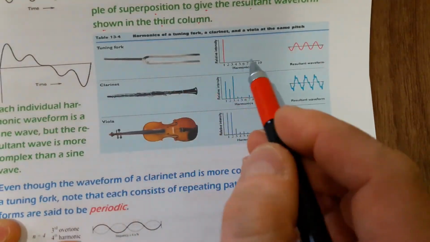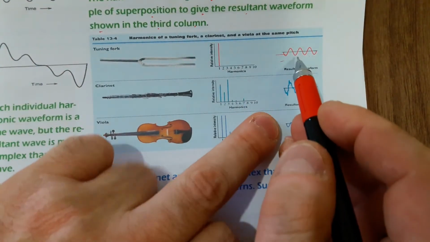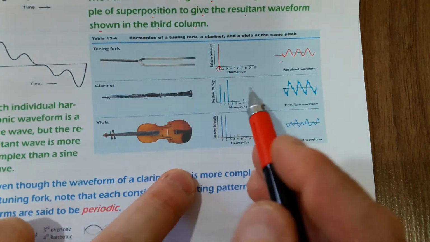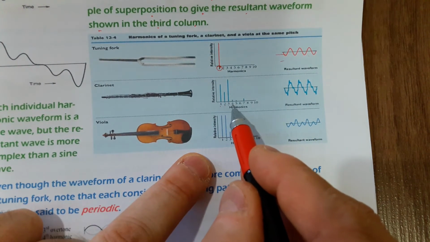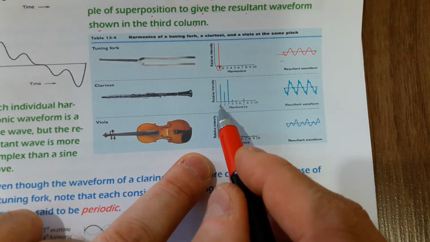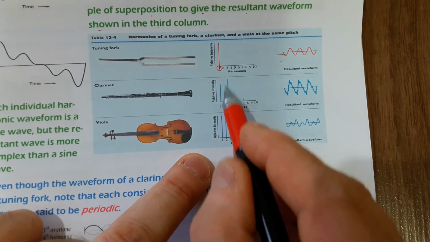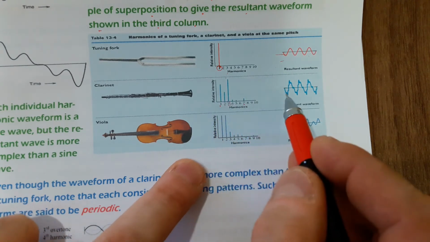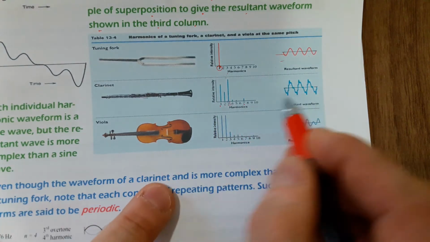So as you see, this is the waveform of a tuning fork. There is just the first harmonic. But for a clarinet, as you see, the first, second, third, fourth, fifth, and seventh harmonics are present. The first and second ones, especially the third one, are the most intense harmonics. They are at different intensities, and the waveform is more complex.